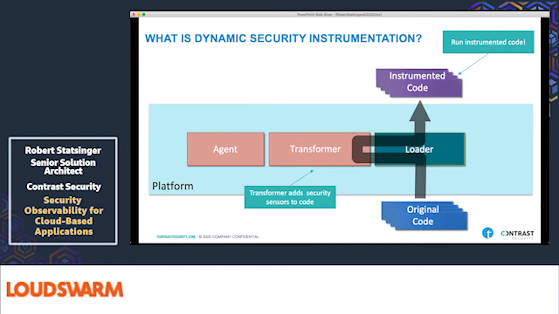So again, the way this works is you have your original code. The code is loaded by the language platform, and then there's this transformer which selectively injects this library code, this agent code, to place these sensors, and then you just run the code as you would run uninstrumented code, except that it has all of that observability in place at runtime.